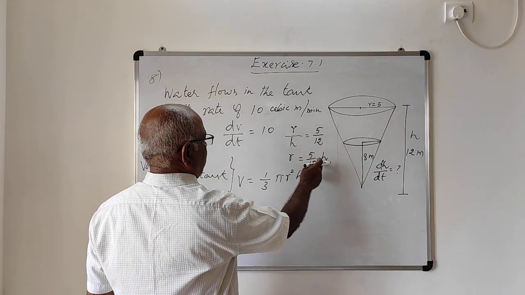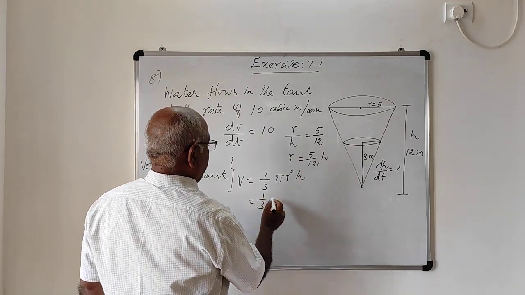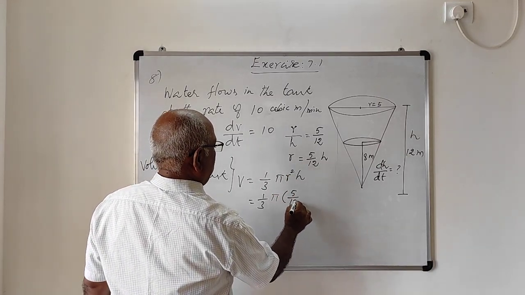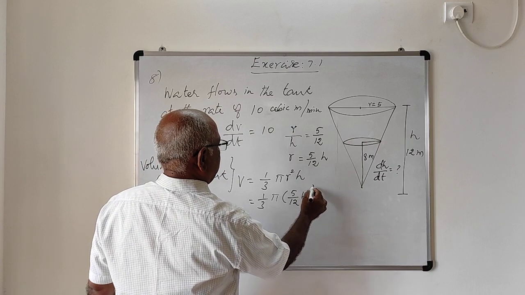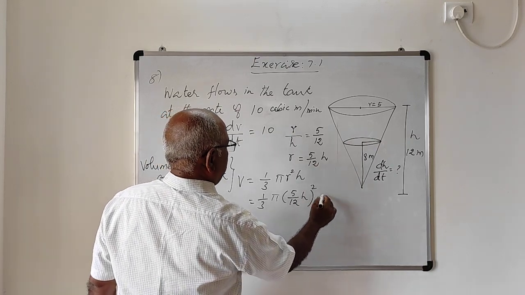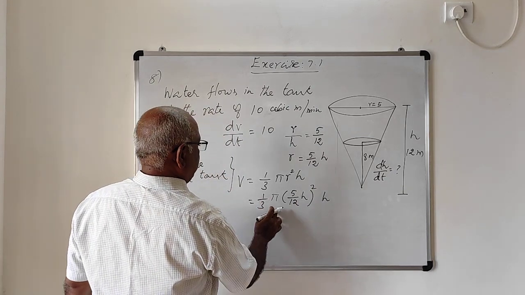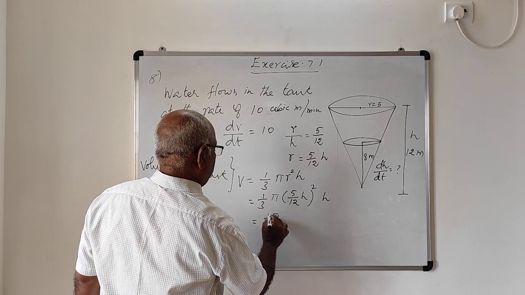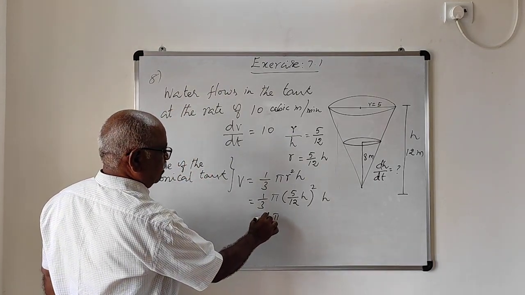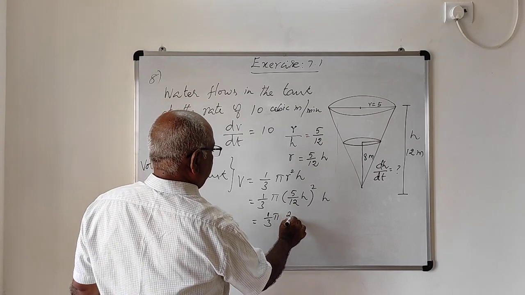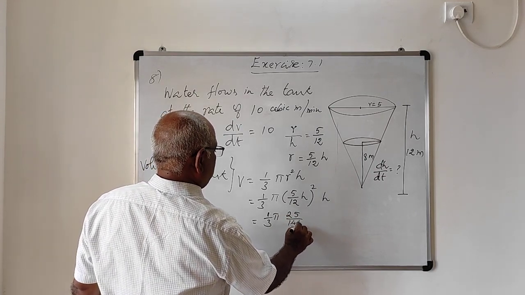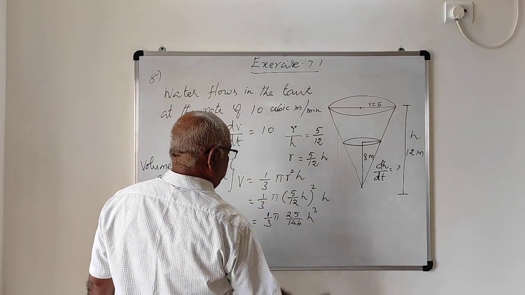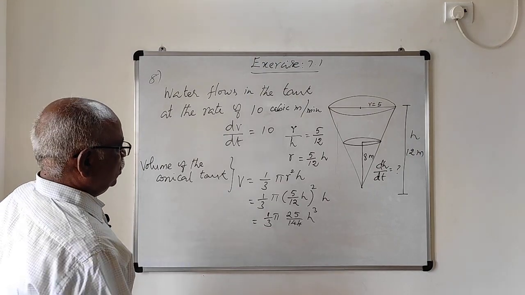Therefore, we replace r in terms of h. V is equal to 1 by 3 pi r square h, with r equal to 5 by 12 h, so r square is 25 by 144 h square. That is equal to 1 by 3 pi into 25 by 144, 5 square is 25, 12 square is 144, h square into h is h cube. Okay, this is the volume.